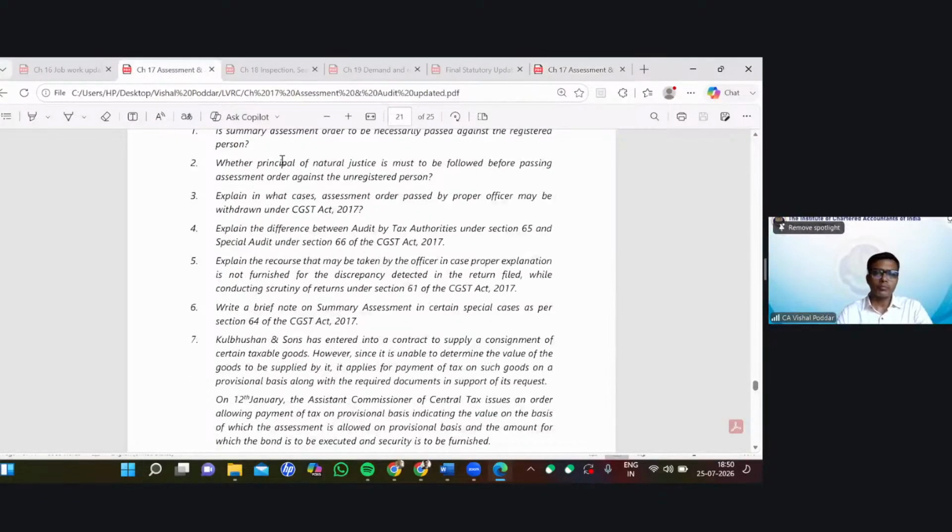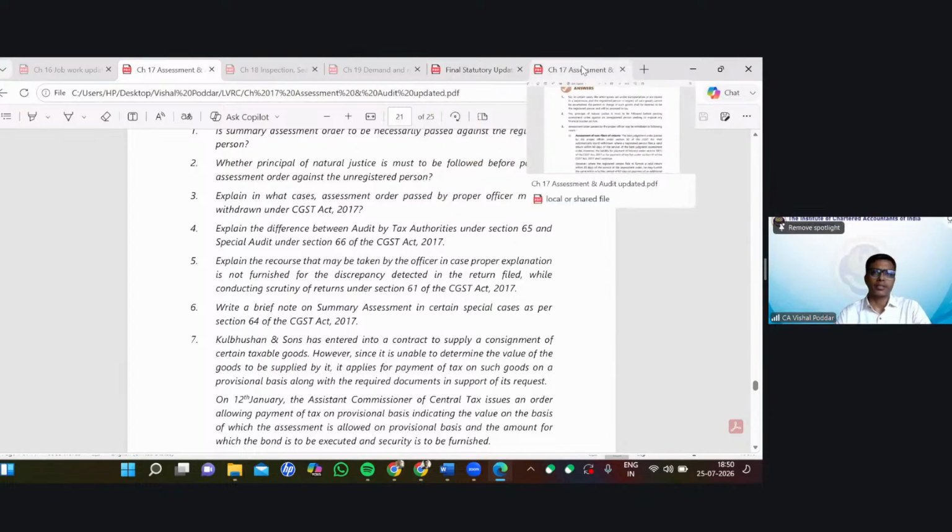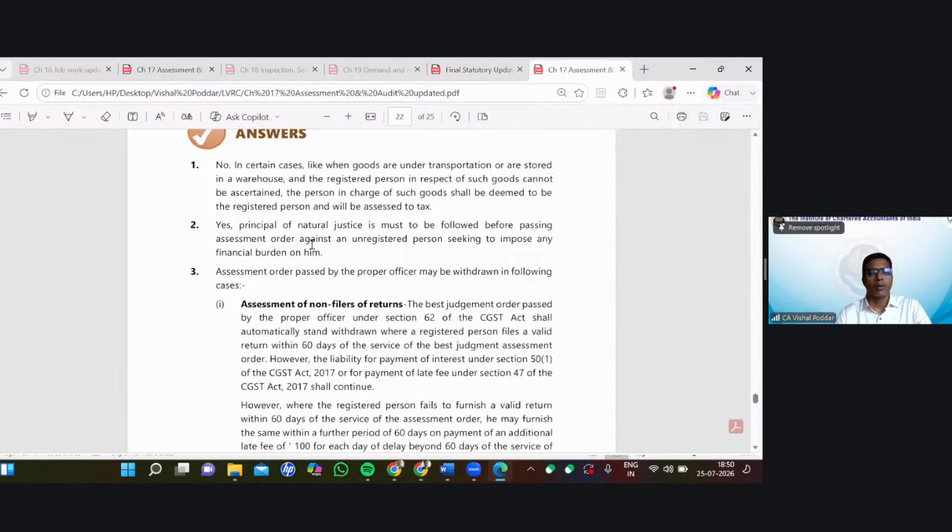Next, whether the principle of natural justice is a must and is to be followed before passing assessment orders against unregistered persons. See students, obviously the answer is yes, because the principle of natural justice is the core of any judicial activity. So if your matter goes to court, the court always upholds this principle. So what is the principle of natural justice?